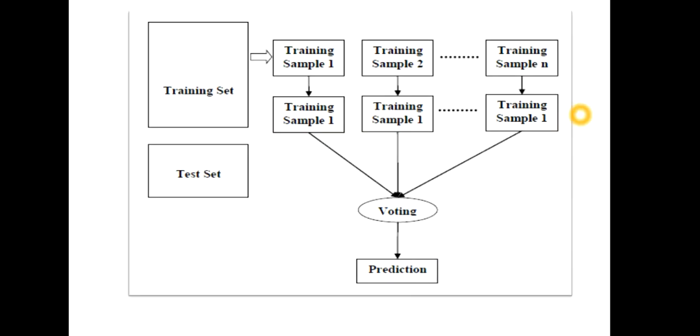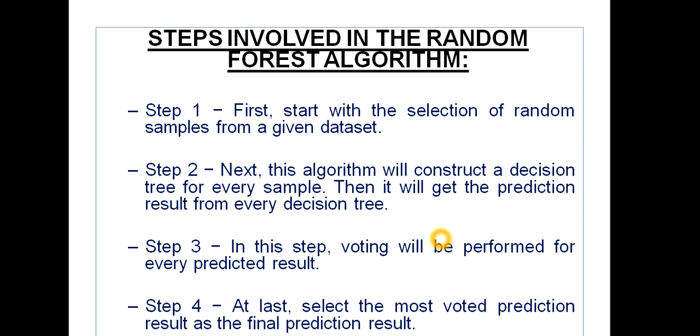Through a diagram, we'll have an idea about the random forest. So you see test set and training set. And from training, we have different samples, say n samples are there. And from every training sample, we are trying to predict on the basis of different decision trees, and ultimately voting will be done, and the maximum voted result will be the final prediction. Okay, so that is our random forest algorithm.